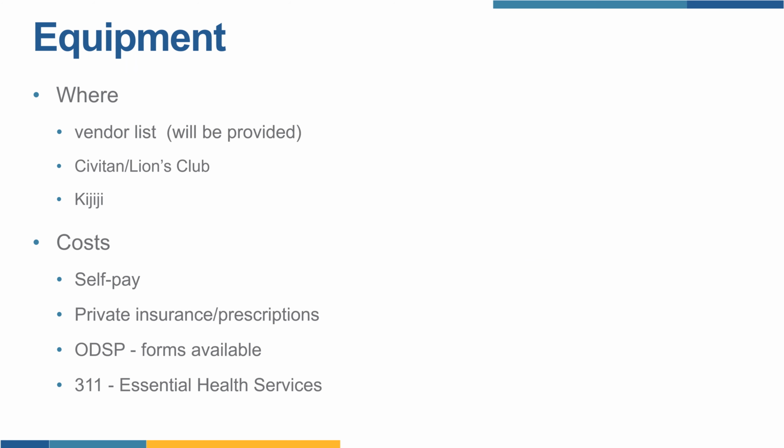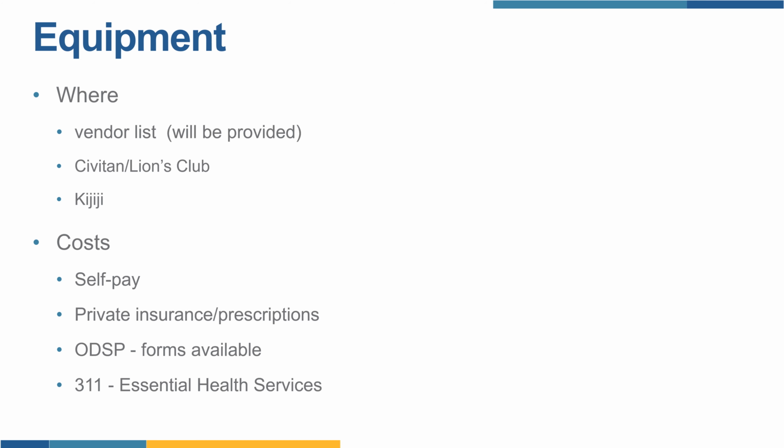There is some equipment that you will need to buy or rent and have ready before your surgery. You can get this equipment by looking at the vendors list, through a local Civitan or Lions Club, or even Kijiji. Most people do well with a 1-month rental. You can pay for this equipment yourself or use your private insurance. You will need a prescription from your surgeon if you want your insurance to pay for the equipment. You can get this prescription at your visit with the surgeon after surgery.